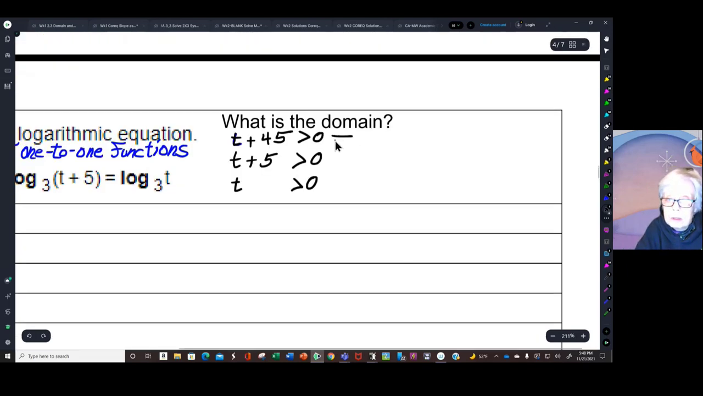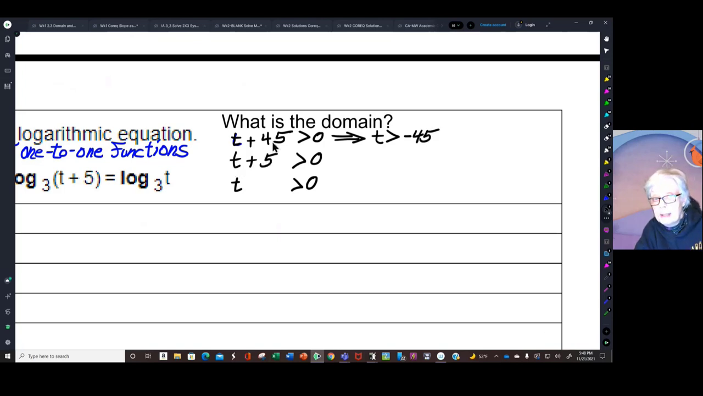So this means T has to be greater than negative 45. Because I subtracted 45 from both sides. Here I subtract 5 from both sides. So T has to be greater than negative 5. And here T has to be greater than 0.